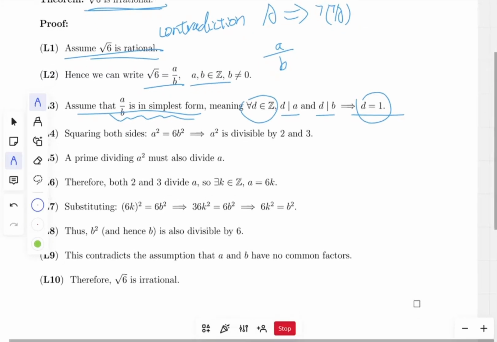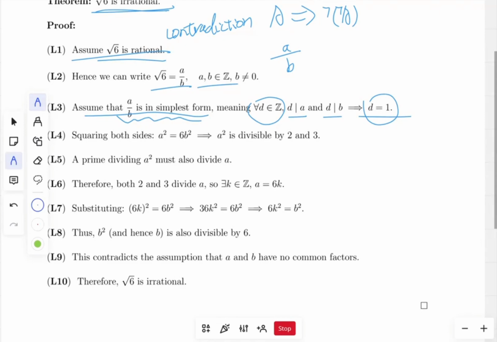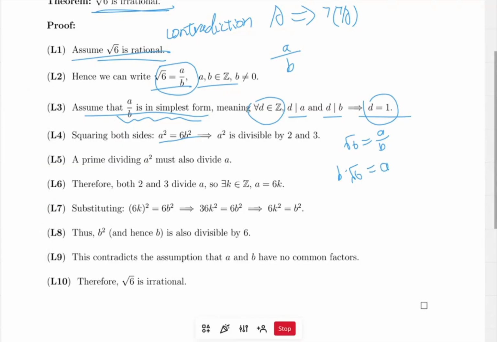The next step, square both sides. a squared equals 6b squared, and a squared is divisible by 2 and 3. First, we can start from this equation, square root 6 equals a over b. And if we move b to the left-hand side, we get b times square root 6 equals a. And squaring both sides, b squared times 6 equals a squared, which is the same as this equation.